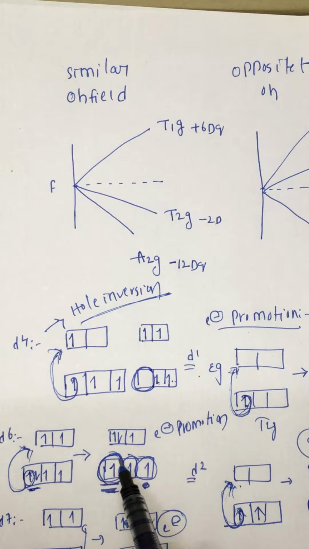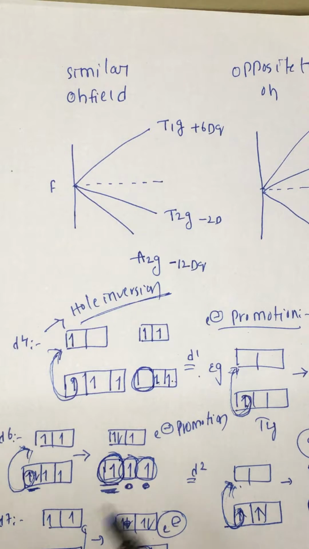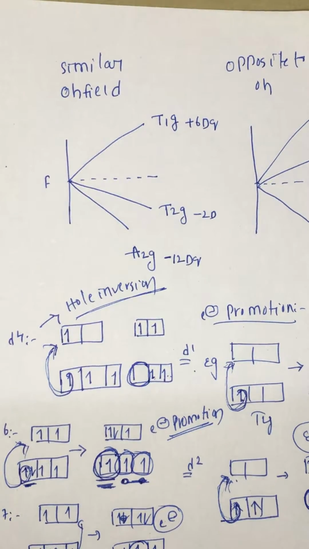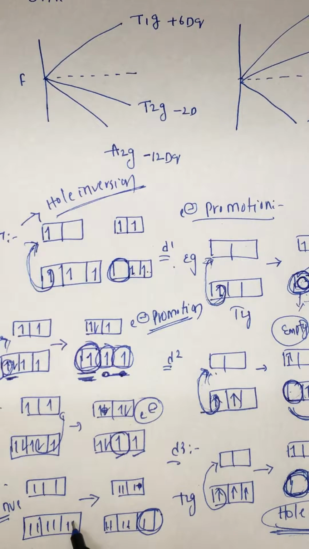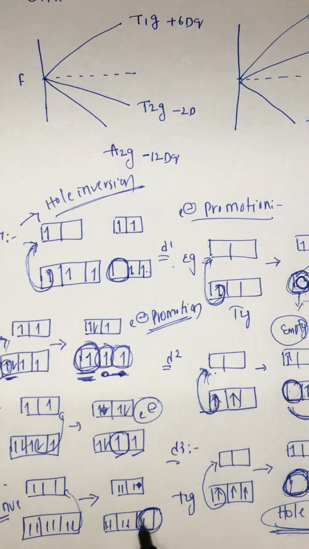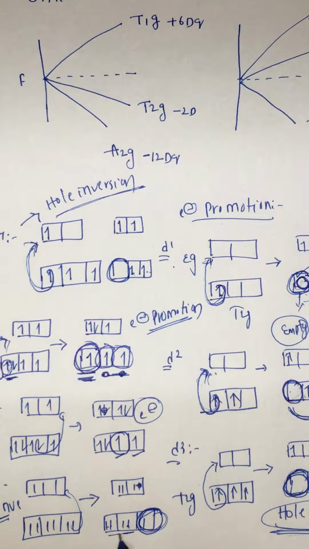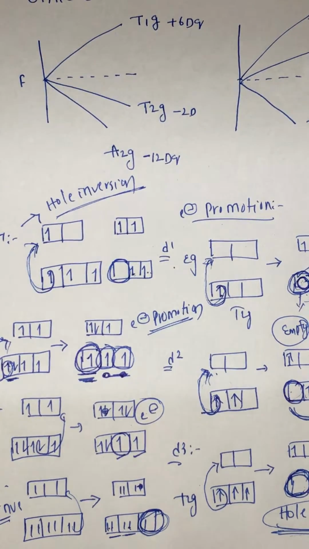So this is having a single electron, and there should be another orbital having a single electron. Instead of one, here two orbitals having single electrons. This comes under electron promotion. And similarly for D8, this electron going from here to here, so here a single electron is generating, but the other orbitals having two electrons, so the same orbital is not there, so it comes in hole inversion. So this is about electron promotion and hole inversion.